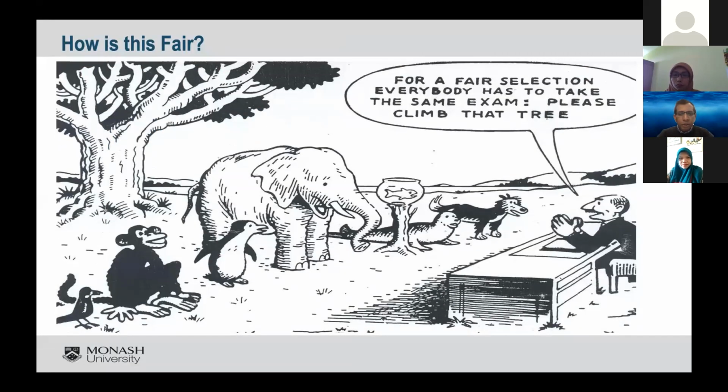So I want to show you this picture. Take a look at it for a moment and tell me what's going on. And then I'll explain what it means to be diverse and what it means to be Ika together. Okay, take a look, see what's happening here. So we can see a classroom, guys, and we can see some animals, right? And the teacher is saying, for a fair selection, everybody has to take the same exam. Please climb that tree.